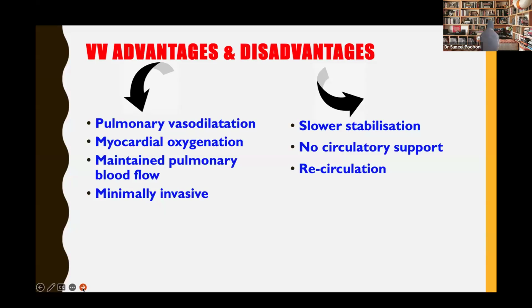VA ECMO advantages and disadvantages are: the advantages are pulmonary vasodilatation is possible, myocardial oxygenation, it maintains pulmonary blood flow and is minimally invasive also. The disadvantage is slower stabilization, circulatory support is not available, recirculation is possible.